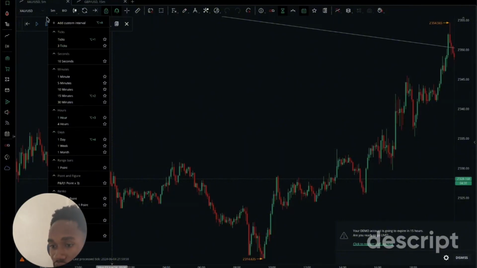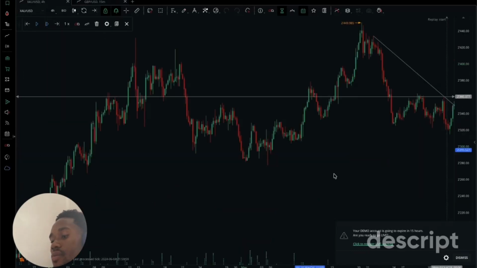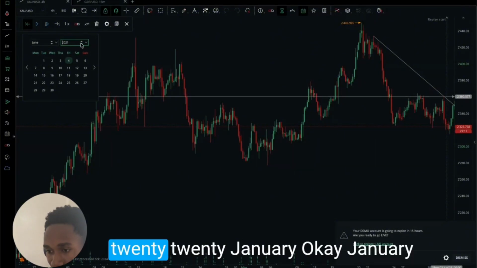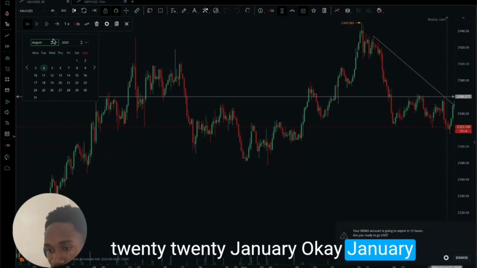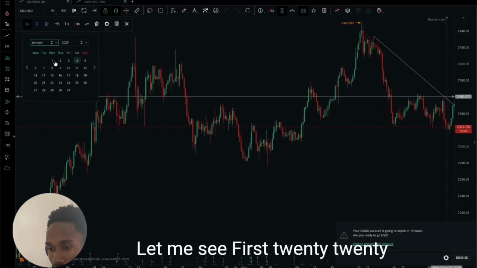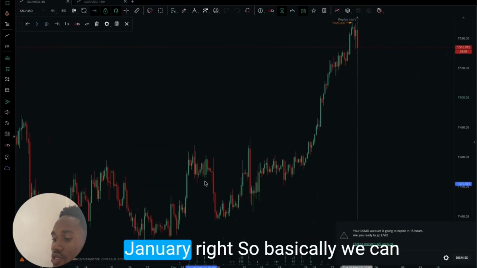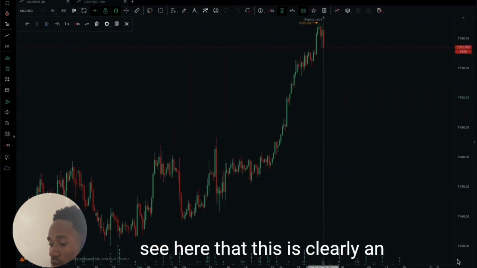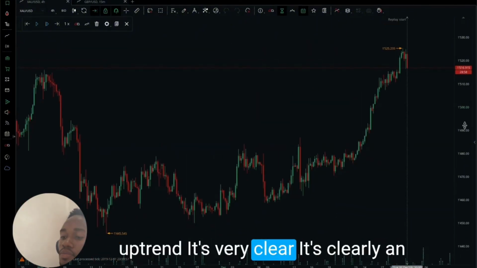So firstly, we're going to start with the higher time frame. I love doing the top down analysis whenever I'm back testing and whenever I'm analyzing the market. So basically, let's go to January 2020. Right, so basically, we can see here that this is clearly an uptrend. It's very clear.